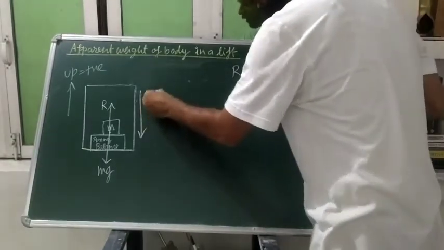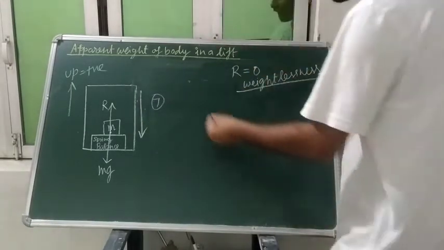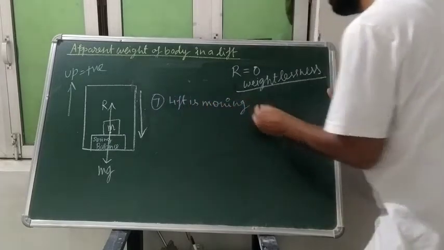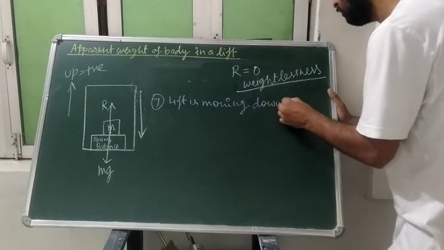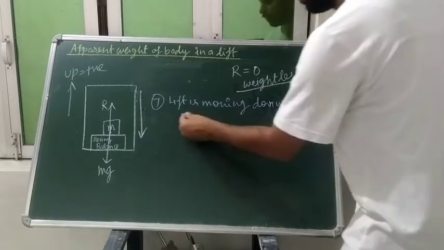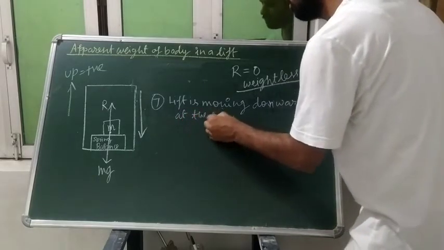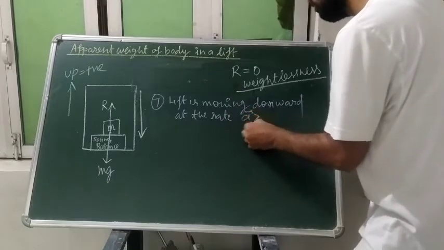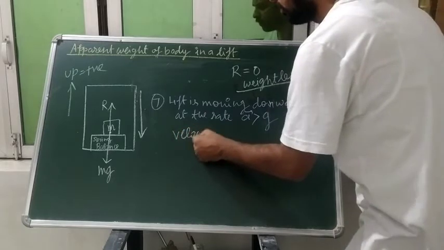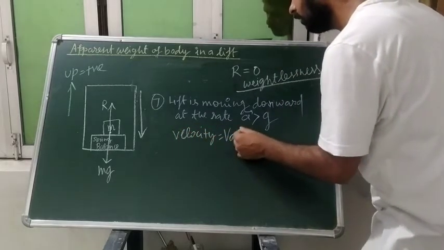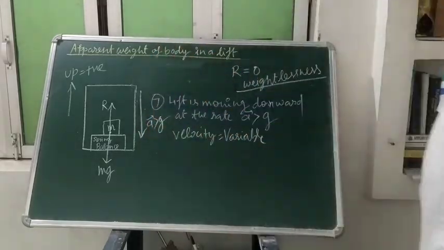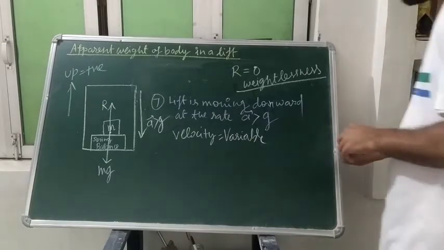Move to the seventh. Seventh condition is that the lift is moving downward at the rate a, which is more than g now. So velocity will be variable in this case, and of course this acceleration you are considering more than g now.